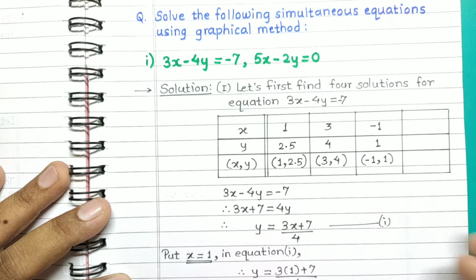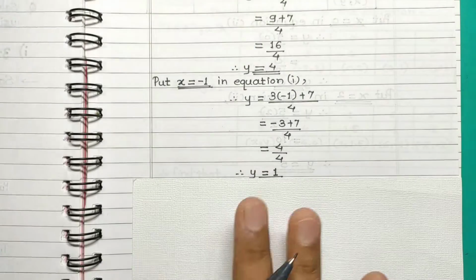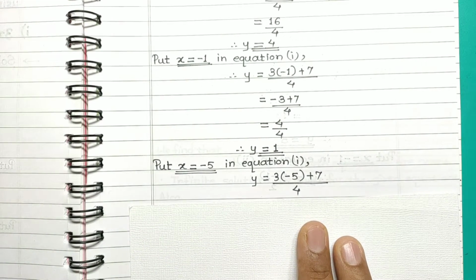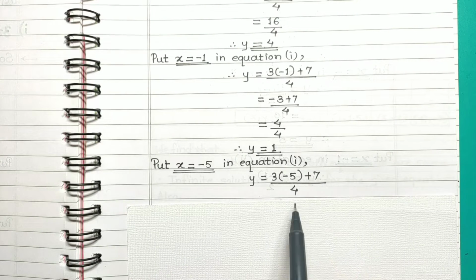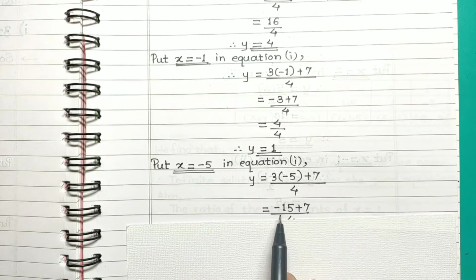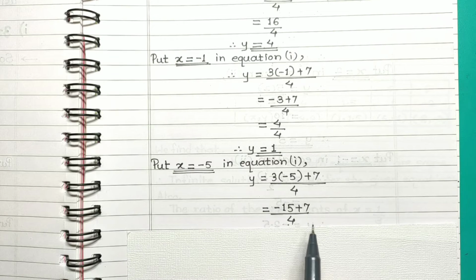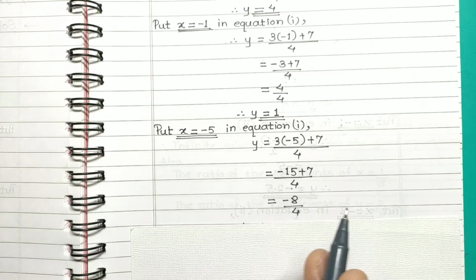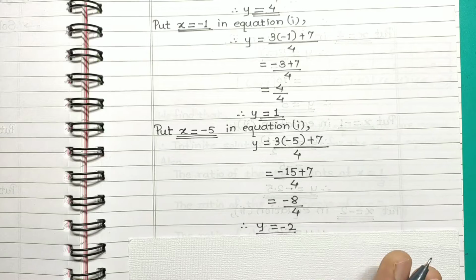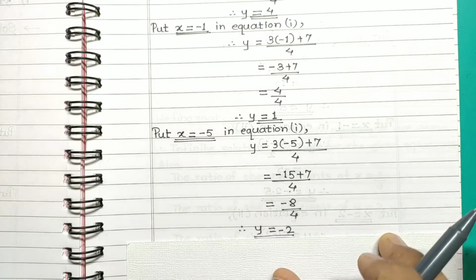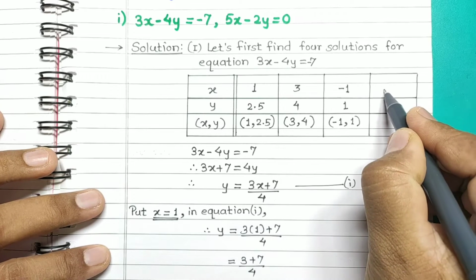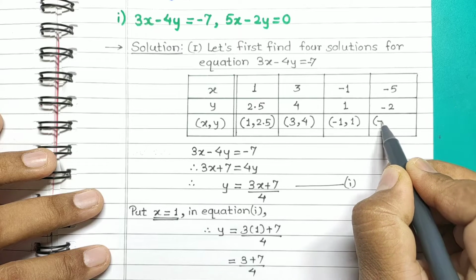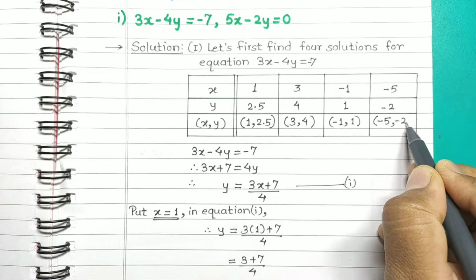and so the ordered pair is (minus 1, 1). Then let's put x is equal to minus 5 in equation 1 to get y is equal to (3 into minus 5 plus 7) upon 4. So it is (minus 15 plus 7) upon 4. Minus 15 plus 7 is minus 8 upon 4 and therefore y is equal to minus 2. So for x is equal to minus 5, y is equal to minus 2 and so the next ordered pair is (minus 5, minus 2).